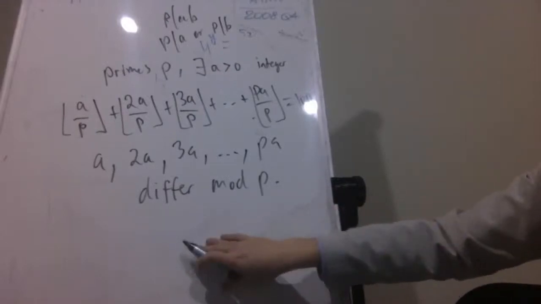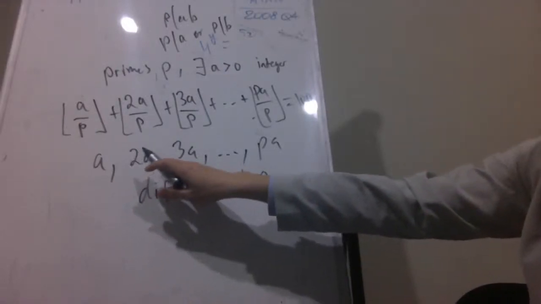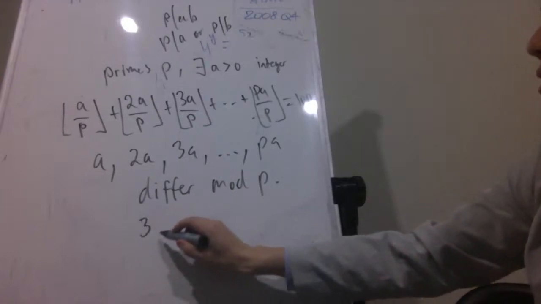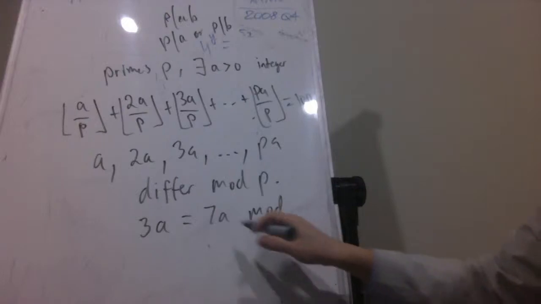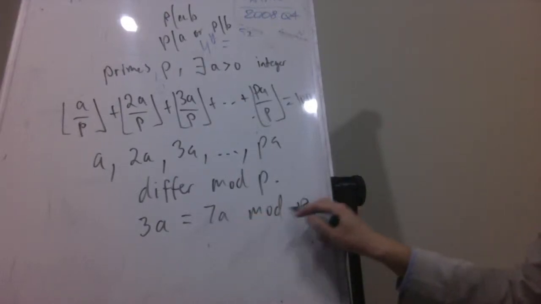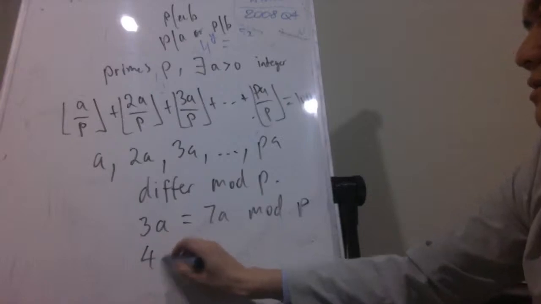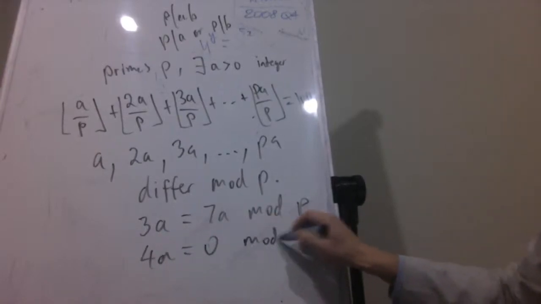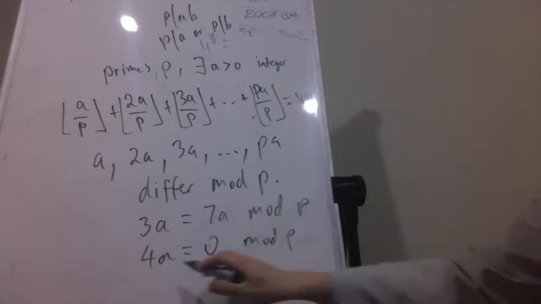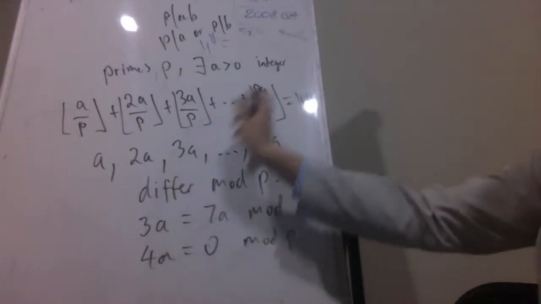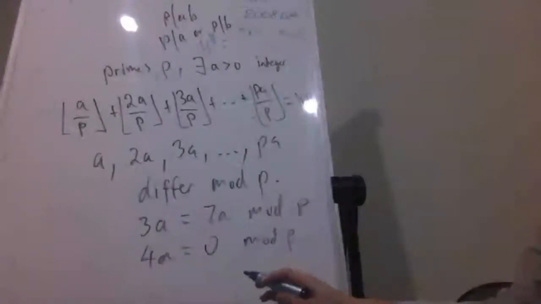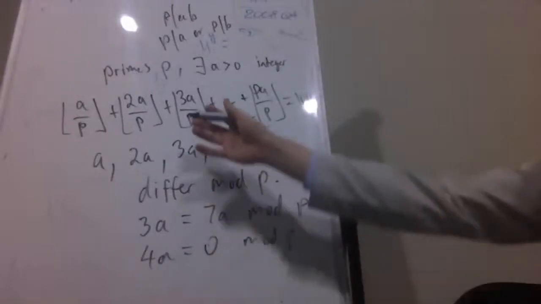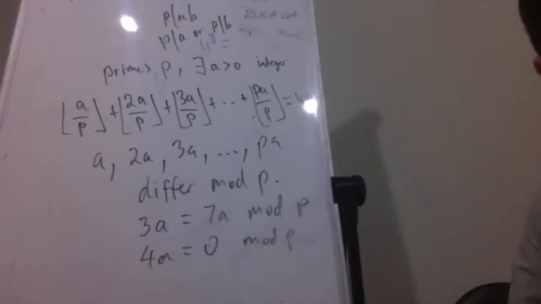If you want to know why, well, let's think if they have the same remainder, right? Suppose like 3a equals 7a mod p. So what does that mean? Well, it means 4a is equal to 0 mod p. But all these numbers are smaller than p, so a has to be divisible by p, right? But we know that a is not divisible by p. Well, we're assuming it's not divisible by p because it's easy to figure out what happens when it is divisible by p.